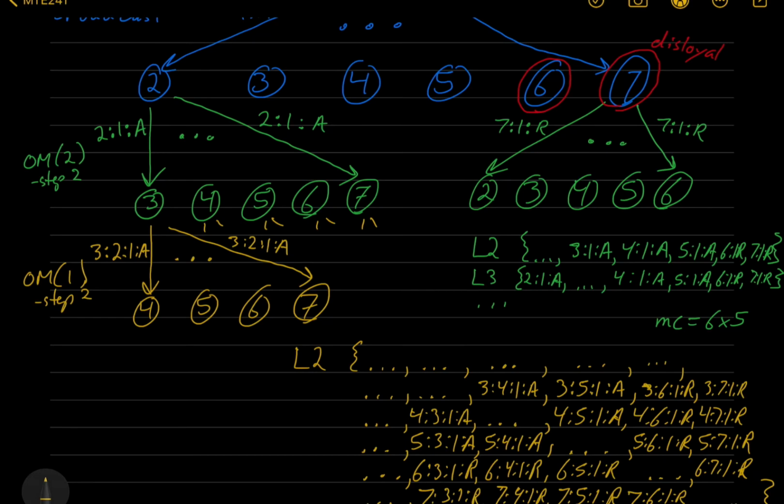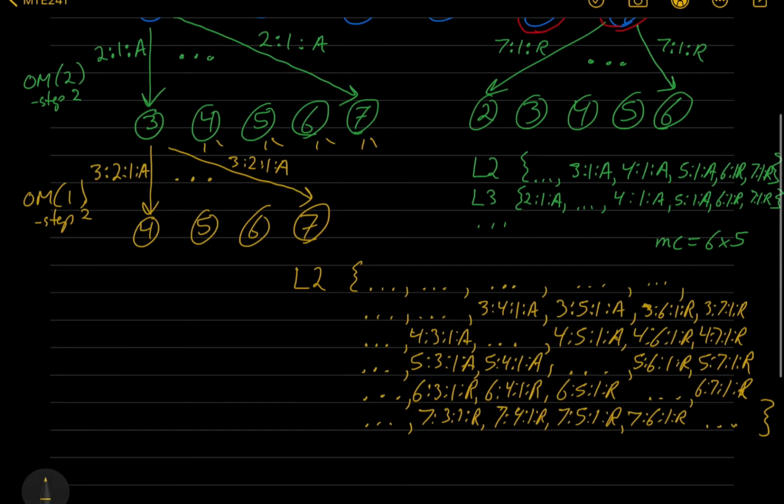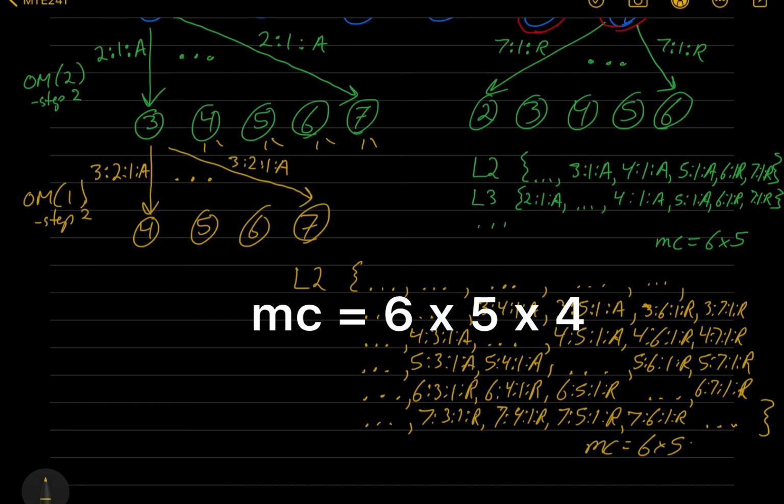So we've got 5 rows of messages there and 4 messages per row. So the communication cost, or the message count per general, is going to be 6, so each of the 6 lieutenant generals will receive 5 times 4 messages at this OM1 level of the recursive algorithm.